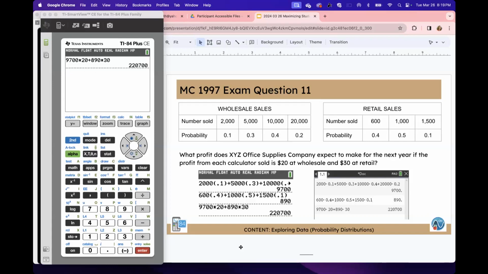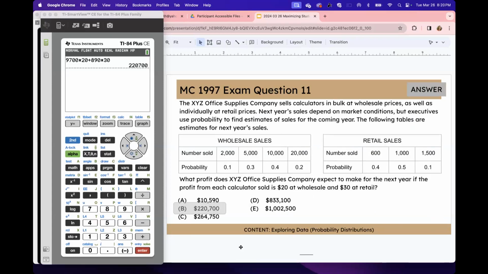So that's our intro into content area 2. Now I'm going to hand it over to Darren because he's got something really exciting for us. Well, if a free response question counts as exciting, then absolutely.